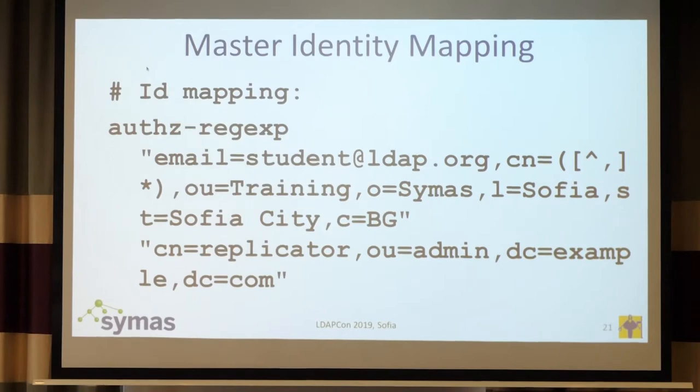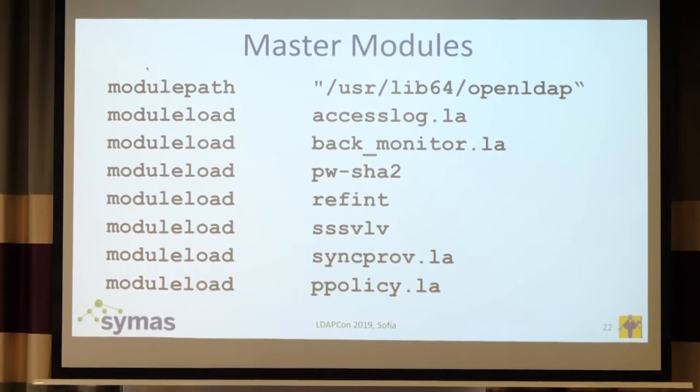There's some identity mapping going on. The replicas are connecting to the masters using certificate-based authentication. So the master has to be able to pull the identity out of the certificate and map it to a service account that has access to the data so that the replica can read the data. So there's some configuration in the master that you'll see that's pulling that user out, mapping it to a user that's in the directory, this CN equals replicator. And that user in the access control list then has the read access in order to do the replication that it needs. There are a number of OpenLDAP modules that have to be enabled inside of the master for this to work. We'll get into that in a bit.